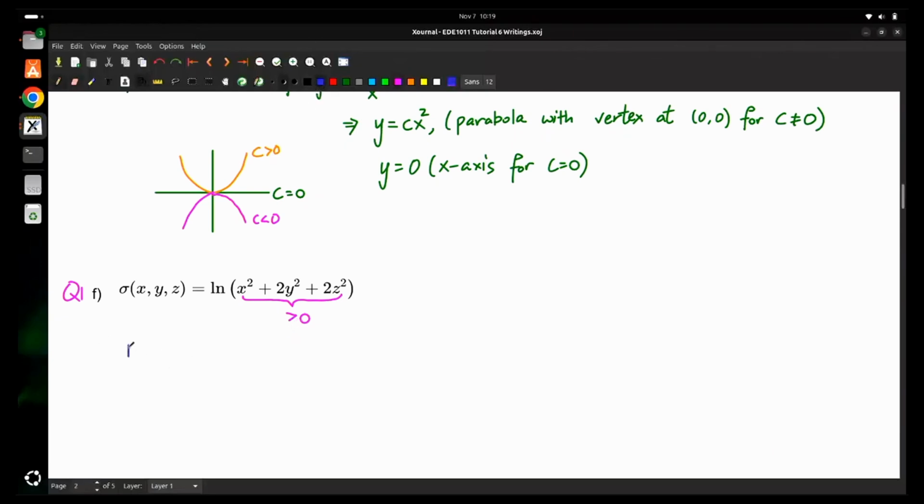So the domain is R cubed, because now you have x, y, z. Given that x, y, z cannot be 0, 0, 0, it's R cubed excluding the origin. Because if you plug in the origin, 0, 0, 0, then your ln gives you undefined or minus infinity, which is not a real number output. Okay, so that's the domain.